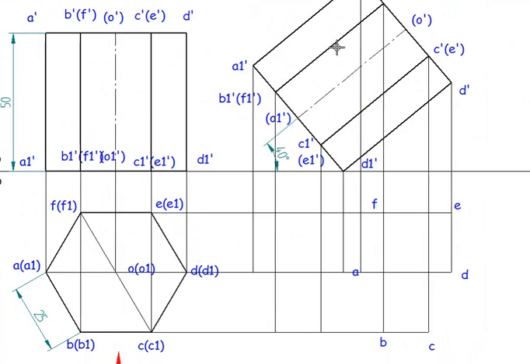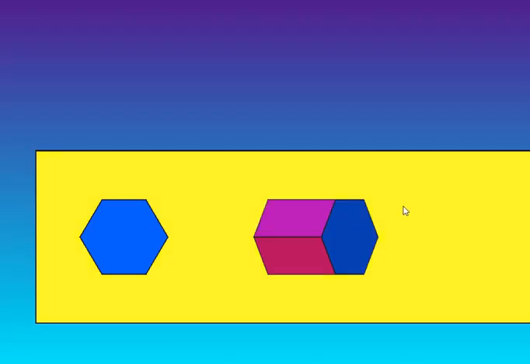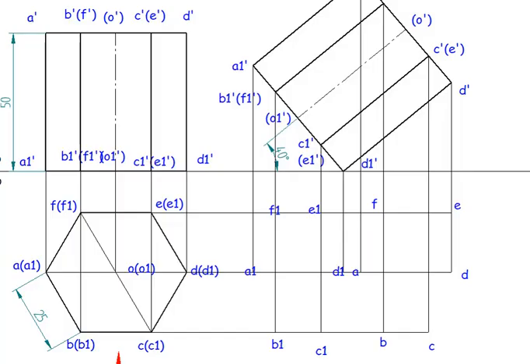Next, again we are going to give its annotation. So this point is A1, this point is B1, this point is C1, this point is D1, this point is E1, this point is F1. So the outer boundary is always going to be visible. So we are going to make the outer boundary of this hexagonal prism in thick lines.